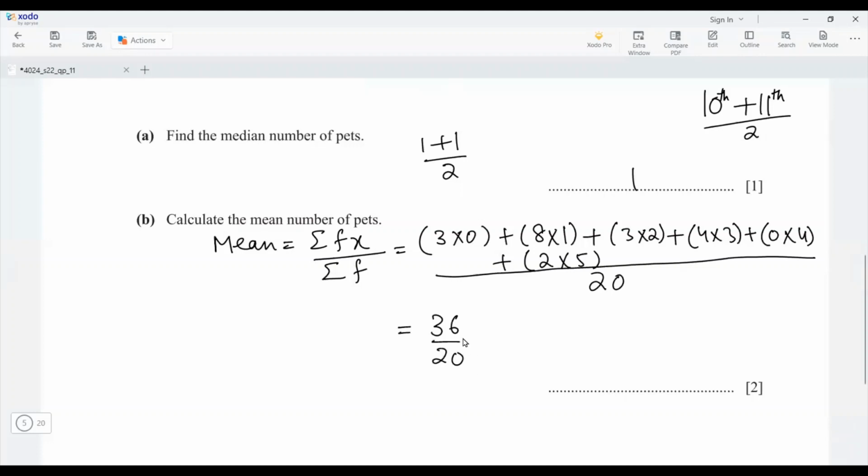So what will be the answer? If we divide, it will be 18 over 10. 18 by 10 is 1.8. 1.8 is the mean number of pets we have found here. So I hope you understand. If you have any queries, write down in the comment box.